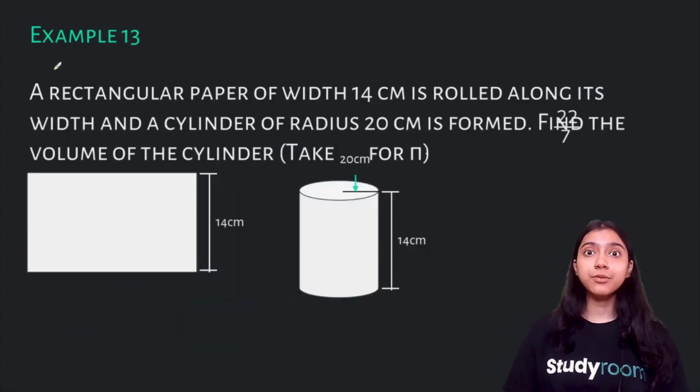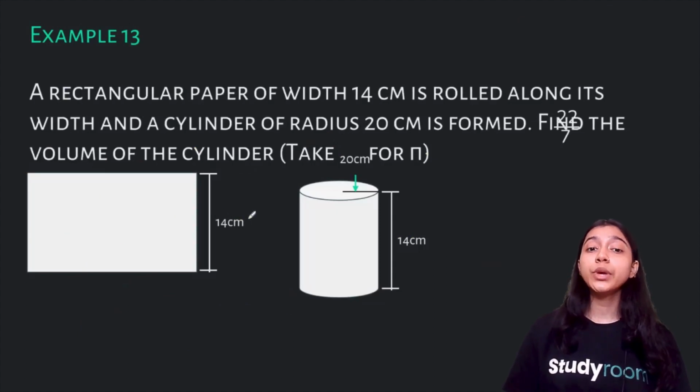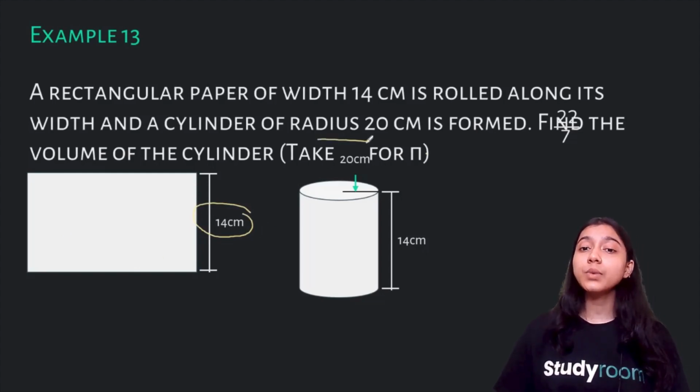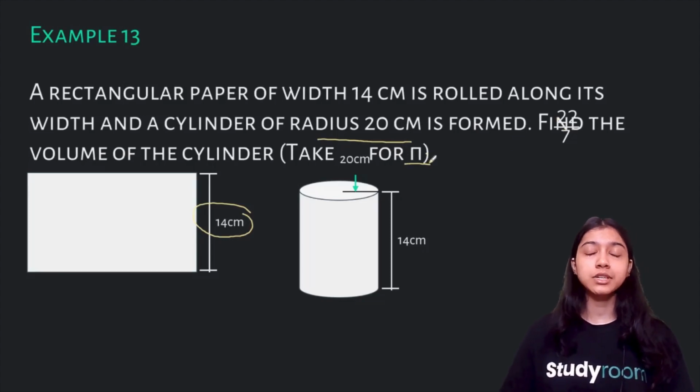Now over here we have a problem based on cylinder. There is a rectangular sheet of paper whose width is 14 centimeter. It is rolled along its width to form a cylinder whose radius is 20 centimeter. Now we have to calculate the volume of the cylinder and we have to use 22 by 7 in place of pi because the value of pi is 22 by 7.